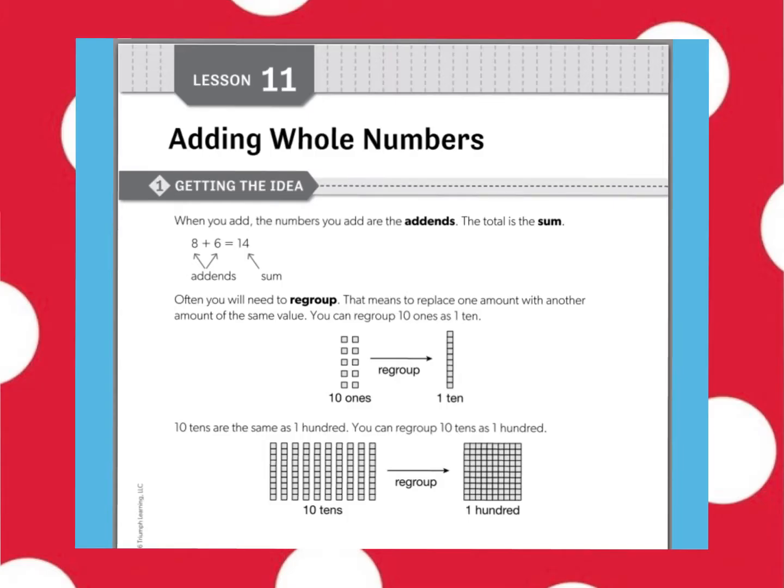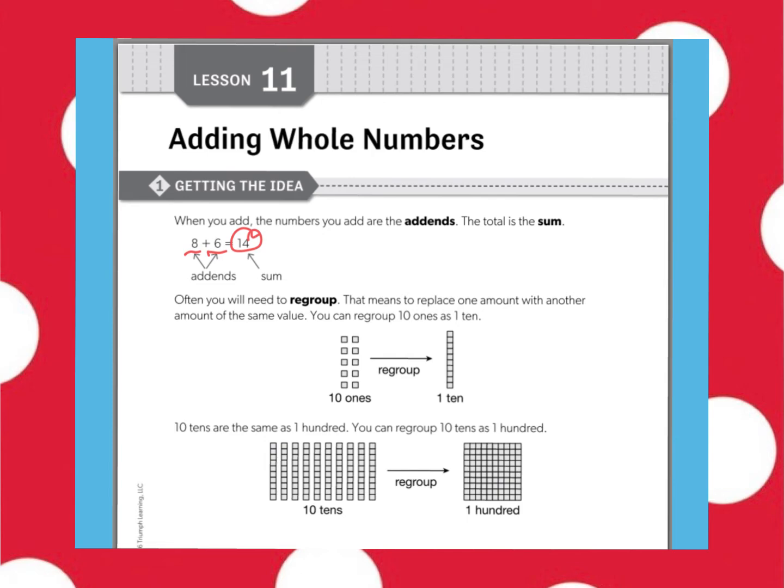Okay friends, so when you're adding, the numbers you actually add, like this 8 and this 6, are called addends. Can you echo that word? Addends. Good. And then the total, or the answer, is the sum. Like 8 plus 6 are the addends, and the sum is 14.